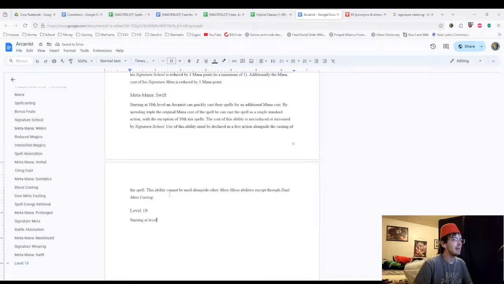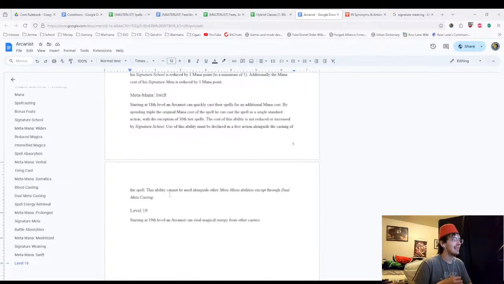Let's see. Starting at 19th level. I don't know why I blanked there for a second, because I was trying to figure out how I'm going to word this. Yeah, 19th level. They could just steal it. They could just steal magical energy from people.